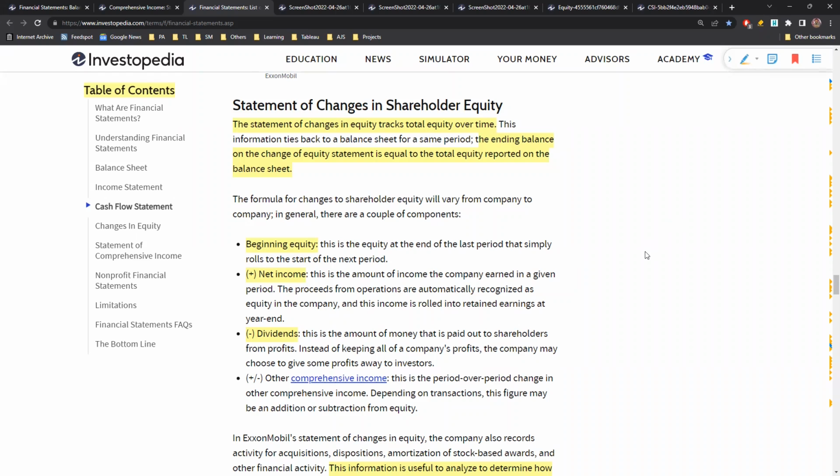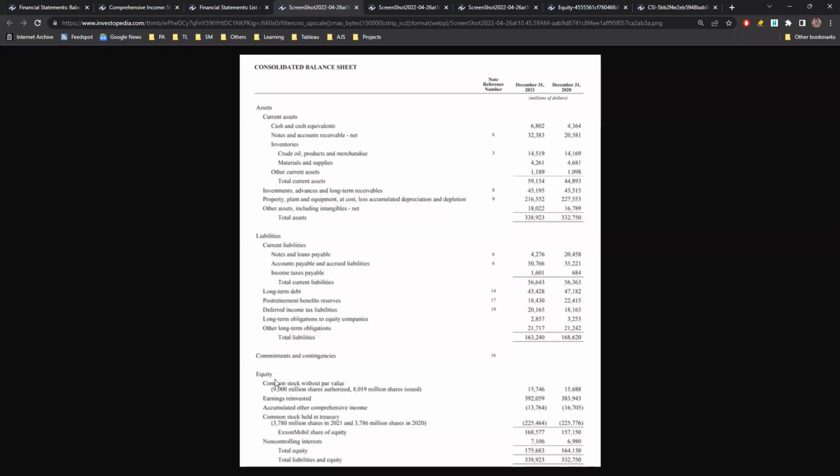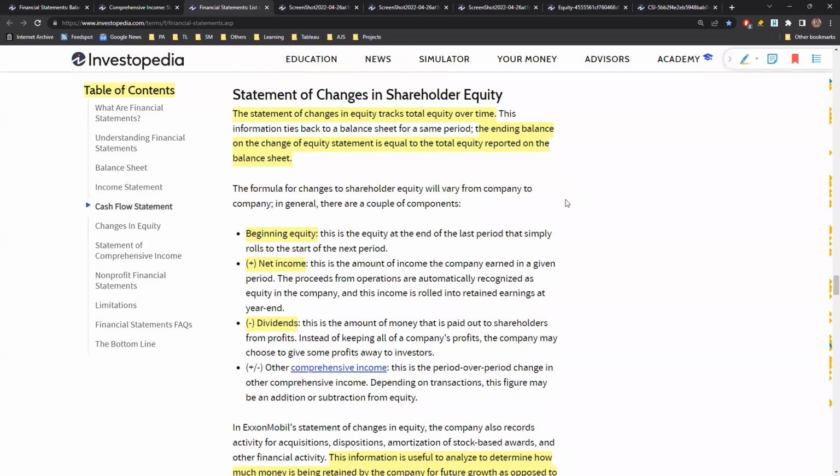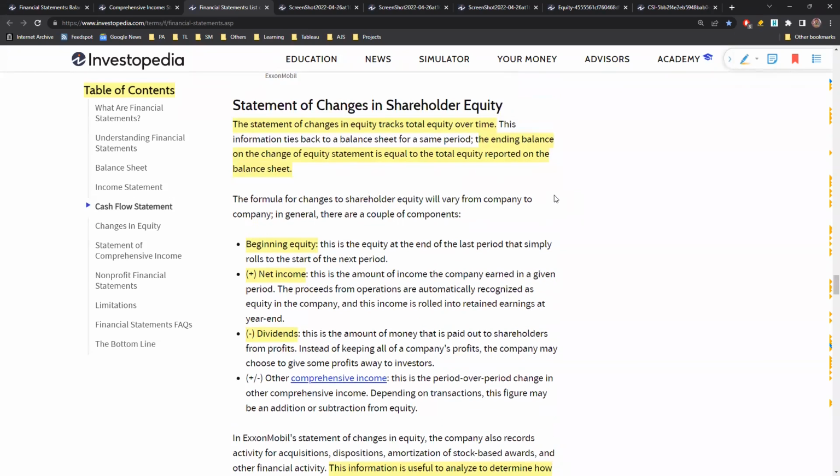So this is linked to our balance sheet statement as we were discussing earlier. This particular equity component in the balance sheet and this particular statement are very closely linked. There is a simple calculation that it follows typically to capture the changes in shareholder equity.